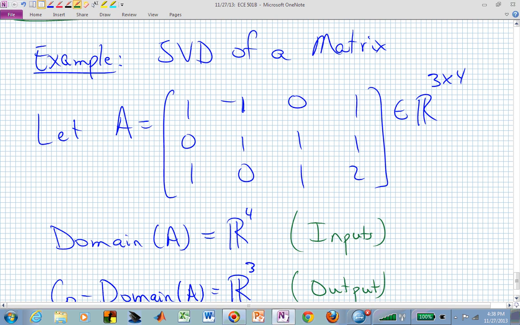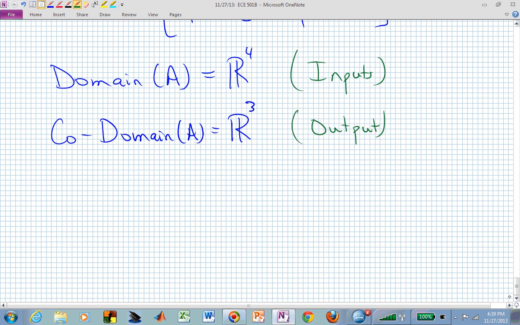And you can get the rank by looking at your non-zero singular values. I'm just going to have 2 non-zero singular values for this matrix A. So let's now look at what we have for this particular matrix A. First, we can talk about A's decomposition as U sigma V transpose.